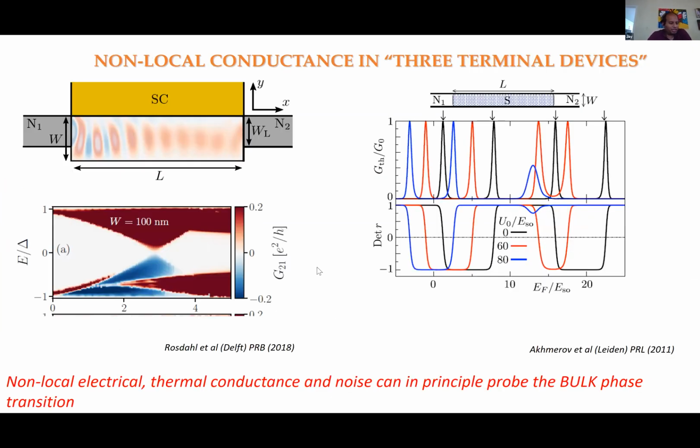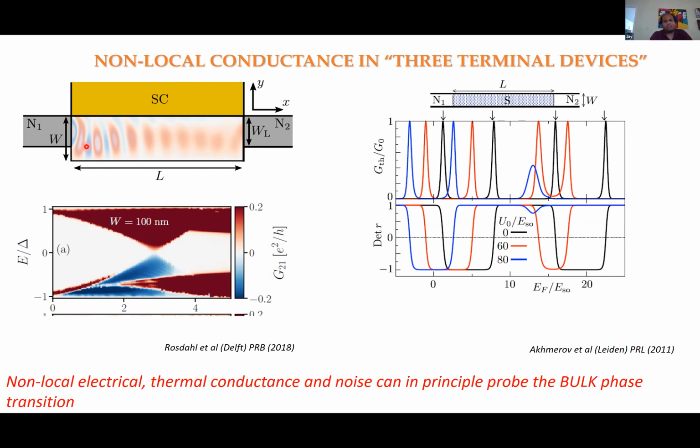Now, what do we do in terms of theory? Progress in this field really has to be closely tied to experiment, because that's where the real value is, in a sense. The progress in terms of experiment is that they're going to more complicated setups where you have two normal probes on the left and the right, and the superconductor is grounded.